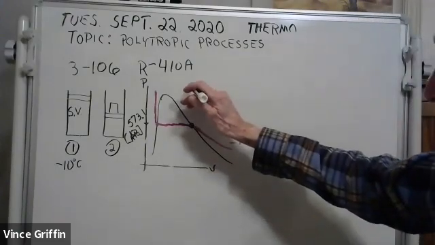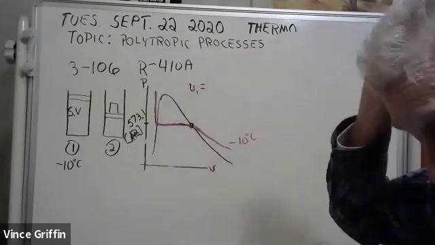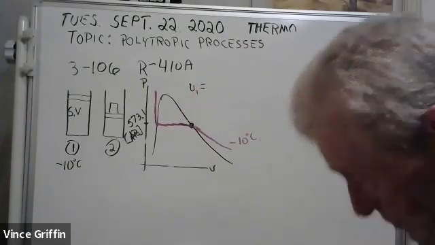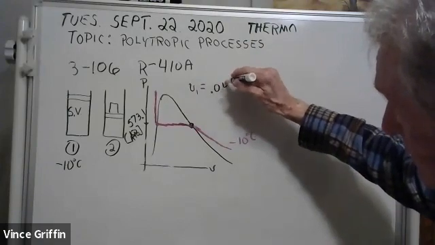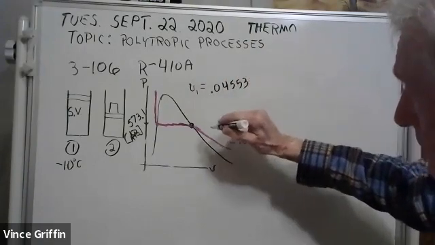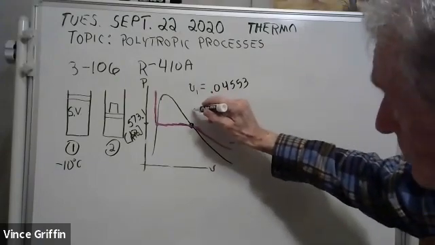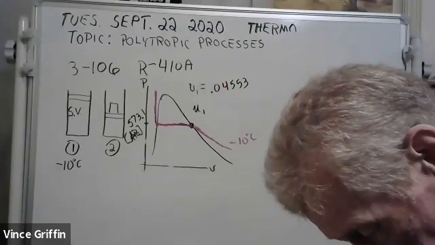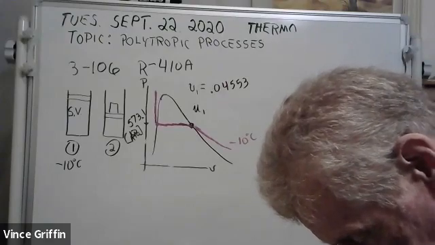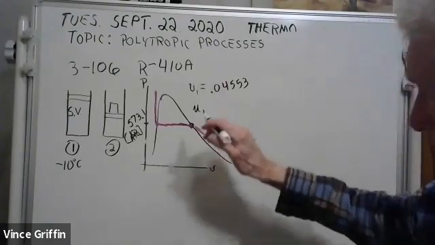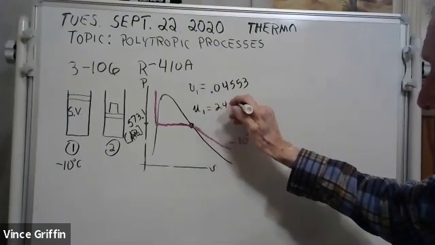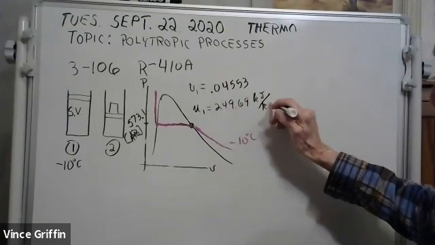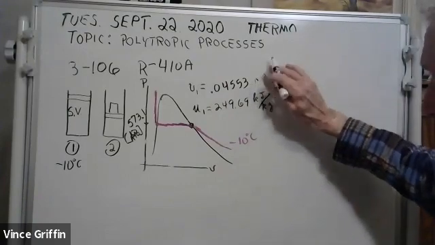How about the specific volume, for instance? The specific volume at state 1 is 0.04553. We might also look at the specific internal energy. Let's get that while we're at it. And check me and make sure I get the right numbers here. I get 249.69. And if I got the wrong numbers, sing out, let me know. You're supposed to put units on this stuff.